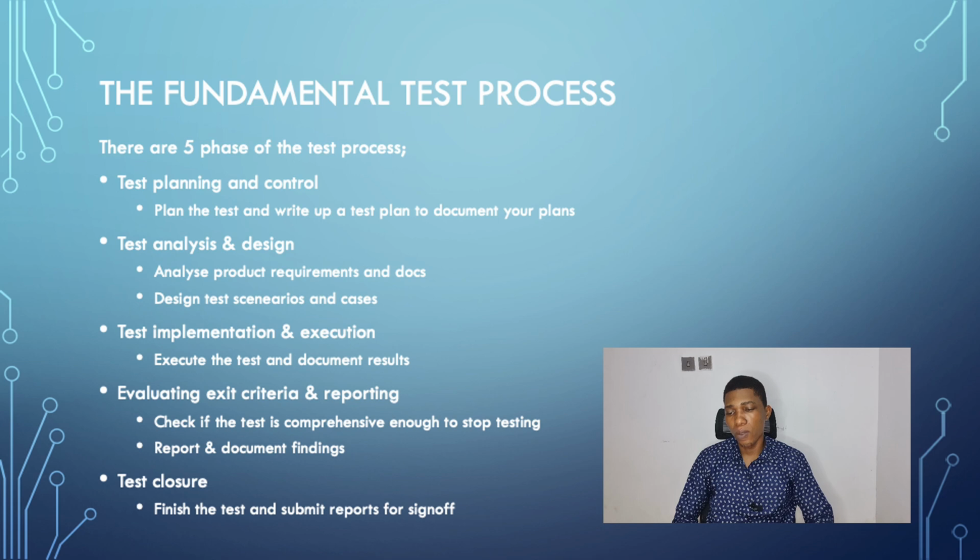In the fundamental test process, there are 5 stages. The process starts from test planning and control, test analysis and design, test implementation and execution, evaluating exit criteria and reporting, and test closure. These are the 5 phases of the test process, right? We're going to look at them one after the other now. So, starting with test planning and control.